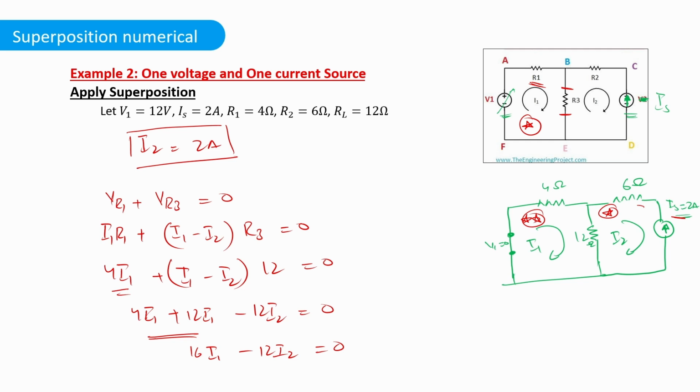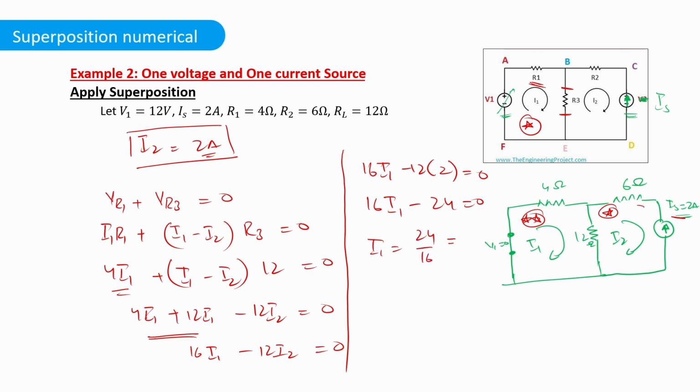For I2, I know the value is 2 ampere, so I can substitute that over here. This becomes 16I1 minus 12 times I2, and the I2 value is 2, right? This is equal to 0. So 16I1 minus 24 equal to 0. I1 is equal to 24 by 16, and if we divide by 8, this becomes 3 by 2. So I1 becomes 1.5 ampere, right?